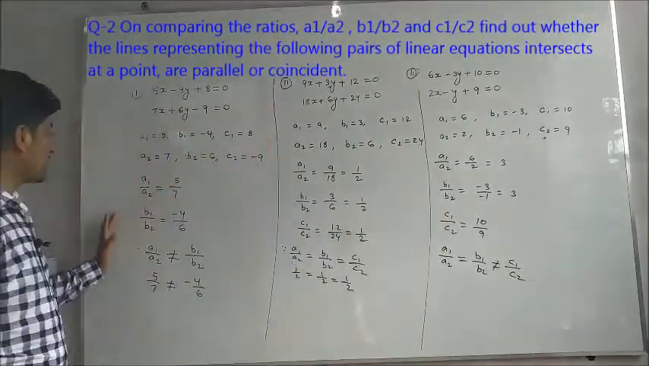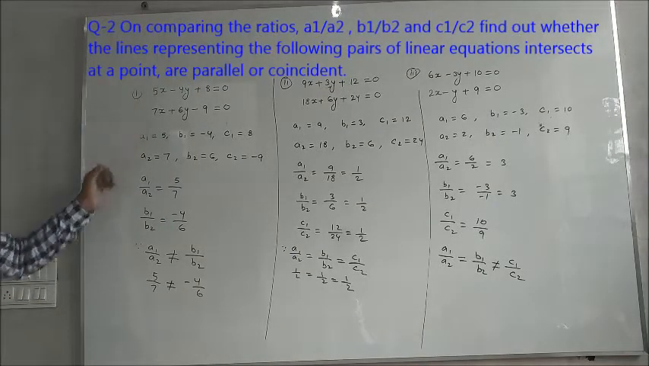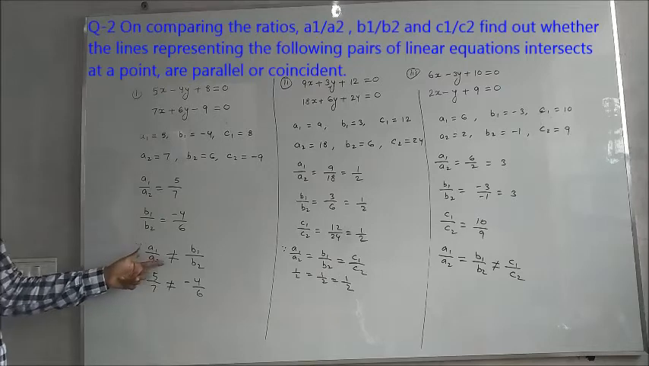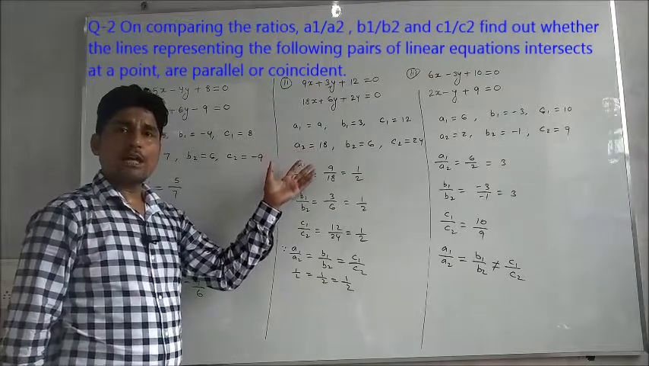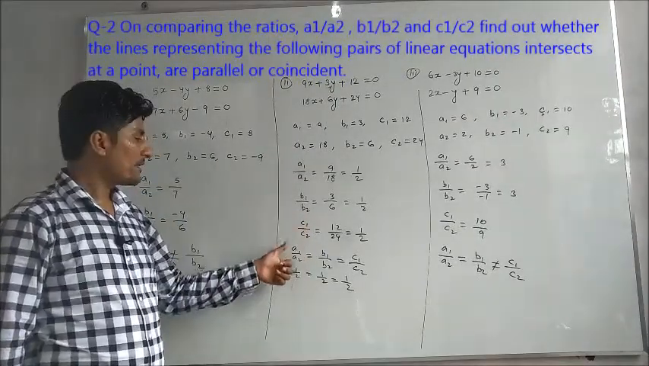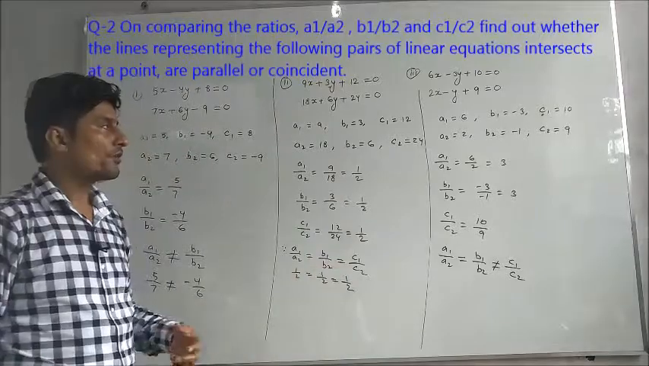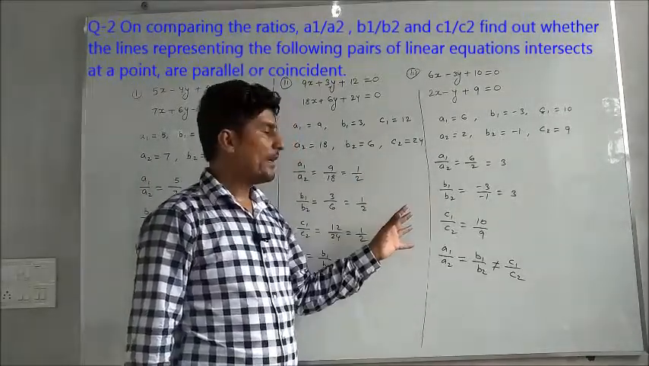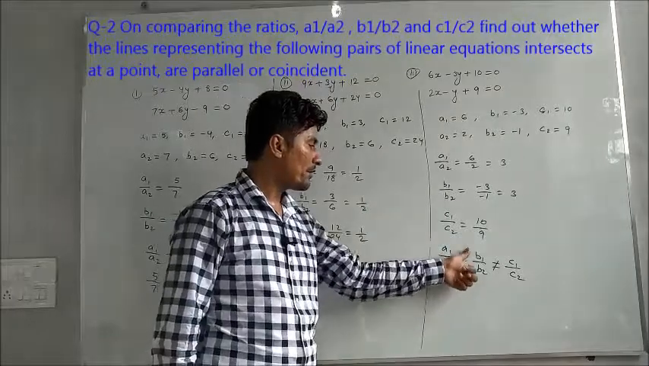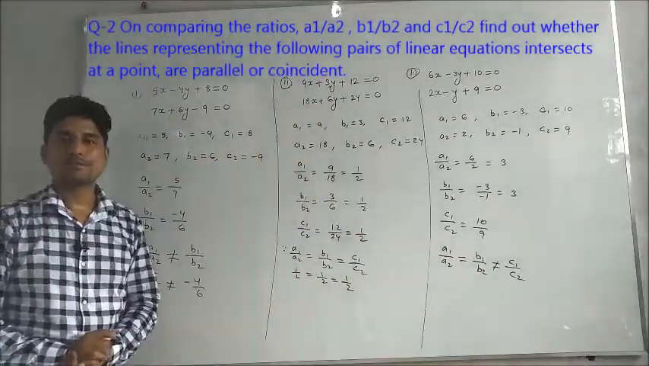So in the very first case, this pair of linear equations will have intersecting lines because a1 upon a2 is not equal to b1 upon b2. The second pair of linear equations will have coincident lines because a1 upon a2 is equal to b1 upon b2 equal to c1 upon c2. While the third pair of linear equations will have parallel lines because a1 upon a2 is equal to b1 upon b2 but not equal to c1 upon c2.